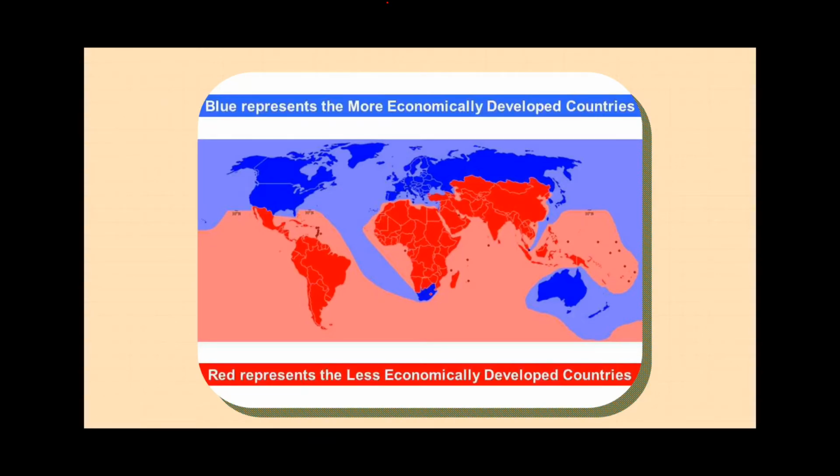Now let's look at this one. So this map tells us that there's what we call a north and south divide, except of course for Australia. So the blue in this map represents the more economically developed countries, and most of them, except for South Africa and Australia and New Zealand, are in the northern part, and the rest of the less economically developed countries are from the south. So that's what we call the north and the south divide. So more developed countries north, less developed countries south.